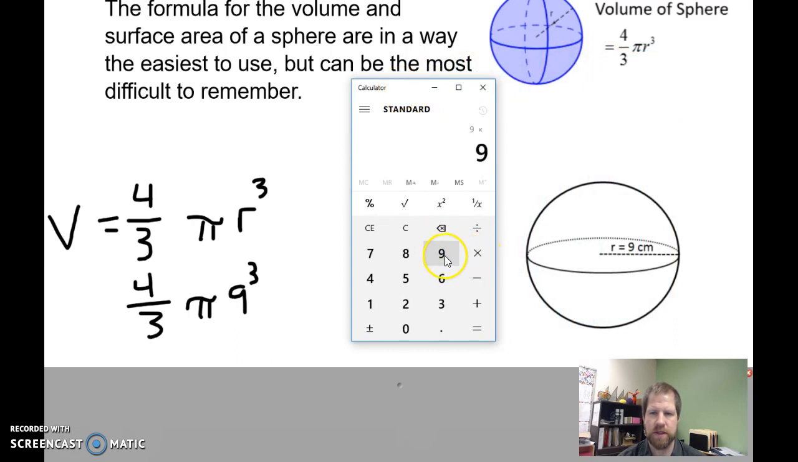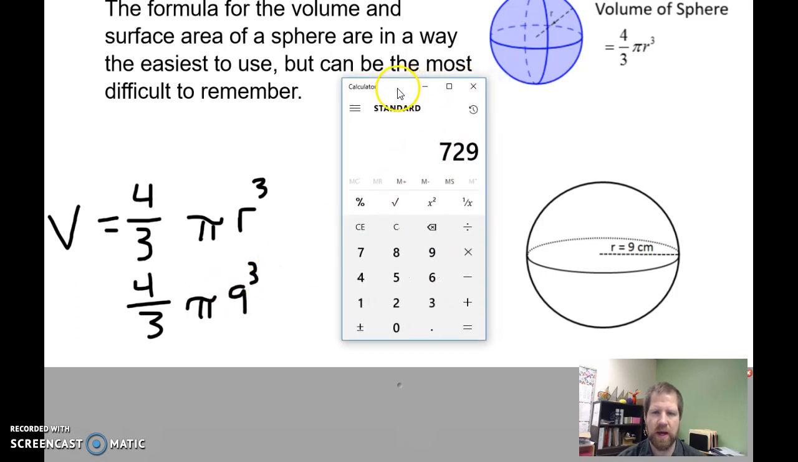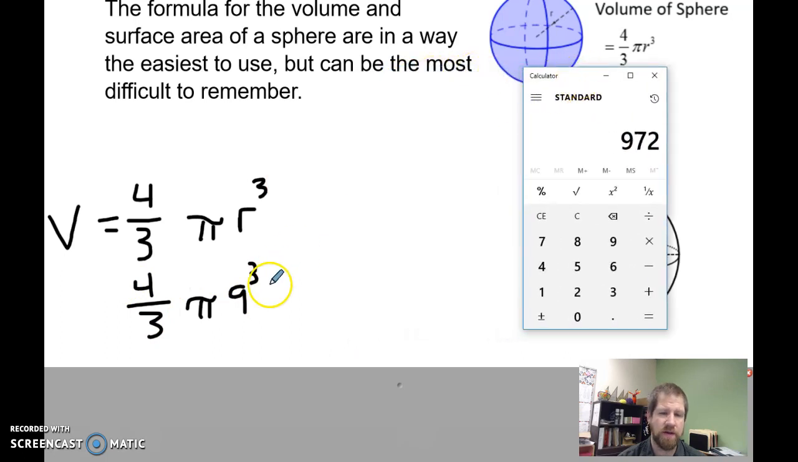9 times 9 times 9, because we're cubing it, is 729. And then the way I do 4/3 is I multiply by 4, and then I divide by 3. And that's the same thing as 4/3. Because this is larger than 1, you're going to end up with a larger number. So I had 700 and something, and I multiplied it by 4/3, and now I'm up to 972. And that's the way I would leave it.